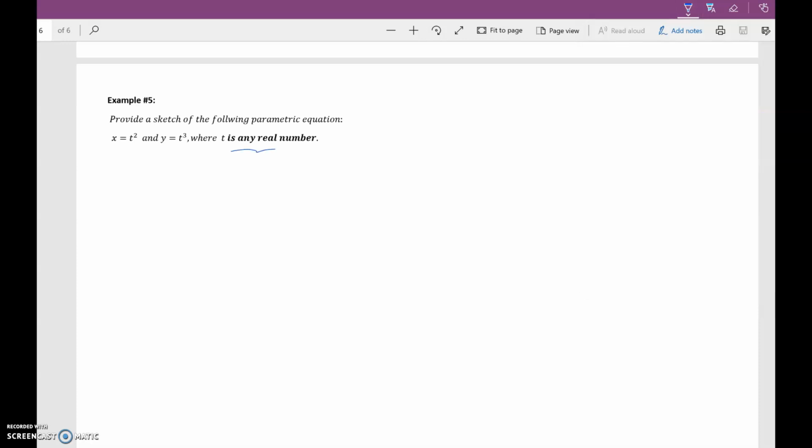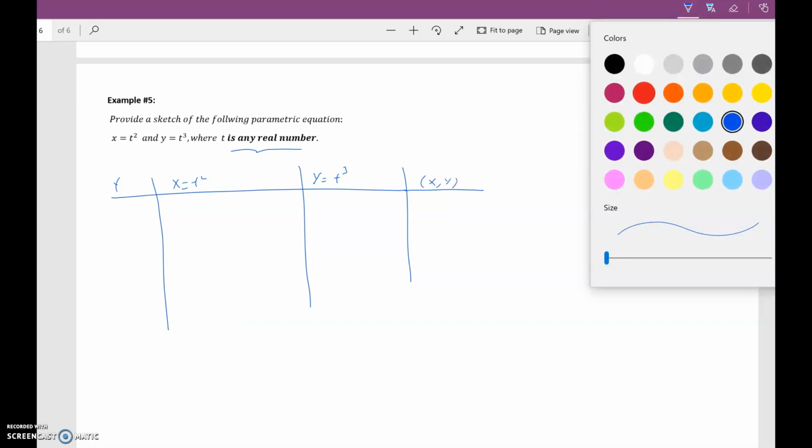T is technically any number, so we'll have to plug in a couple of negatives just to see the direction of these functions. So you're going to have x is equal to t squared, y is equal to t to the third, and x and y. So it's going to get large pretty quickly.